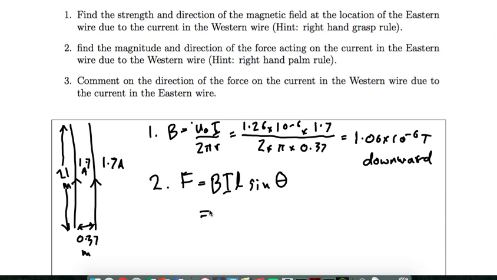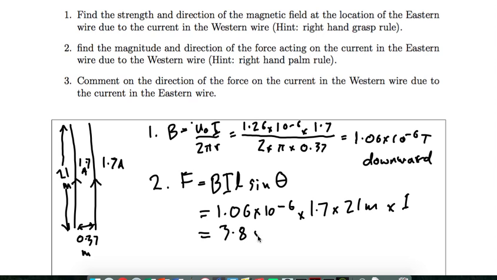So F equals B, we just worked out the magnitude of the field before, 1.06 by 10 to the minus 6, times I, the current in the wire that we're looking at, 1.7 amps, times the length, 21 meters. And as I said, sine theta just ends up being 1 because there's a right angle between the field and the direction of the current. And that gives us overall 3.8 by 10 to the minus 5 newtons. And the direction, as we'd established already, is westward.